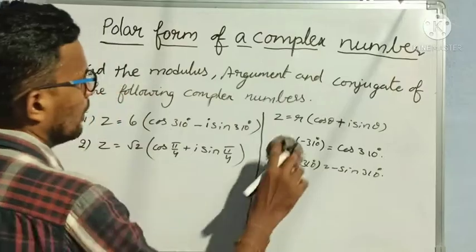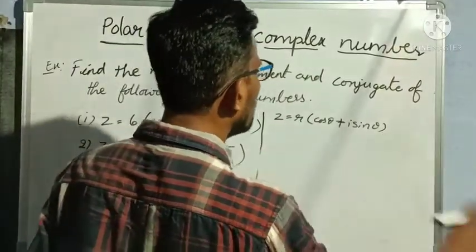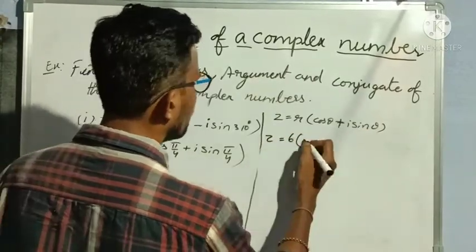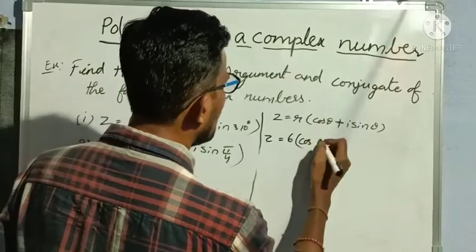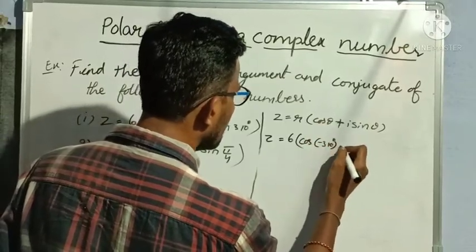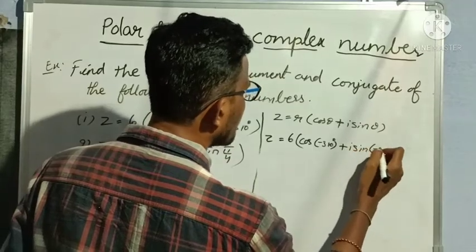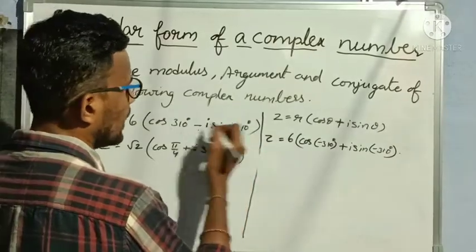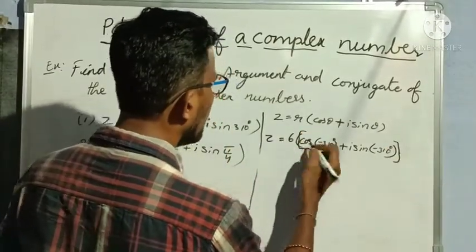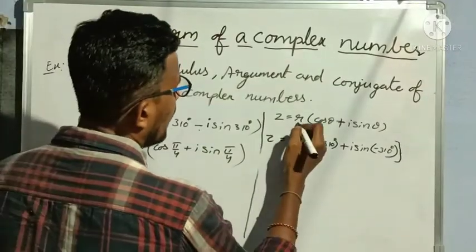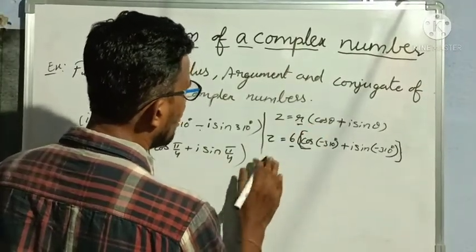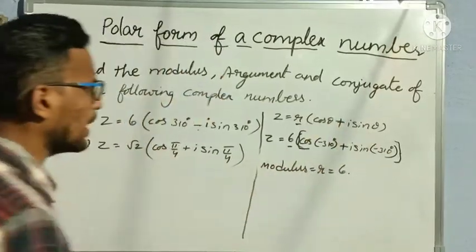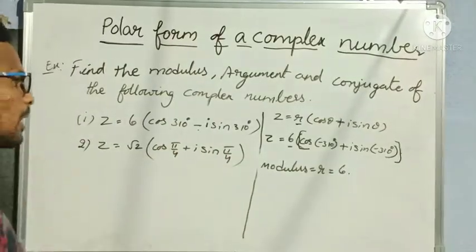So if I compare with z is equal to r into cos theta plus i sin theta, then I will get z is equal to 6 of cos, I will write directly, now only I have explained, minus 310 degrees plus i into sin of minus 310 degrees. Can I write like this? Now only I have said, sin of minus theta is minus sin theta, that's why I have got minus here. Okay, so when compared, now r value, how much? Modulus is nothing but r. So r is equal to 6. Directly by seeing the question we can write modulus value. But how about argument?